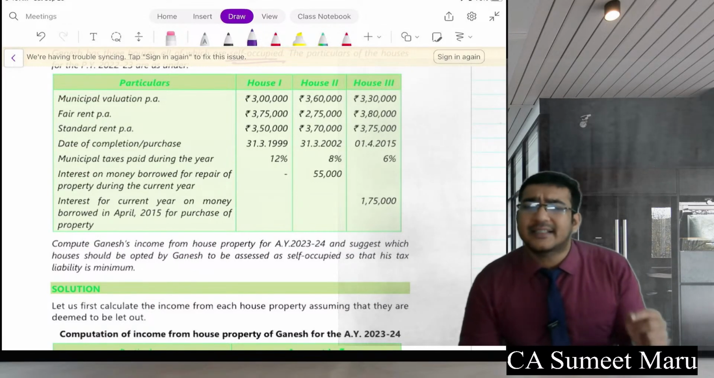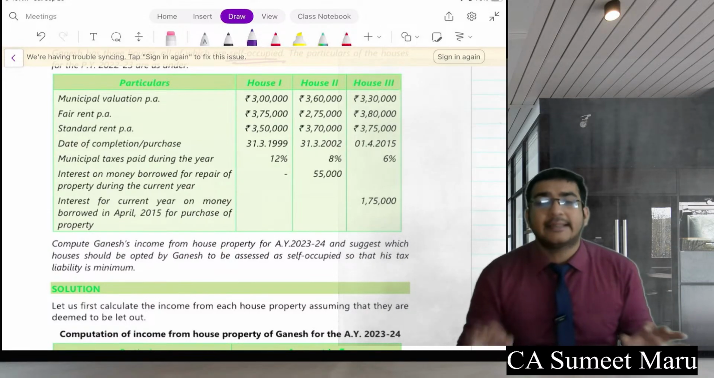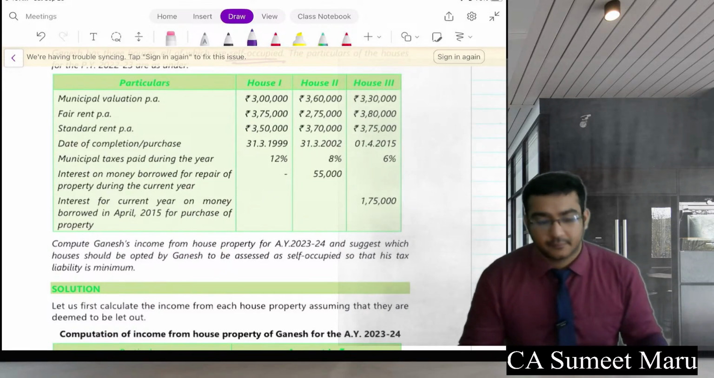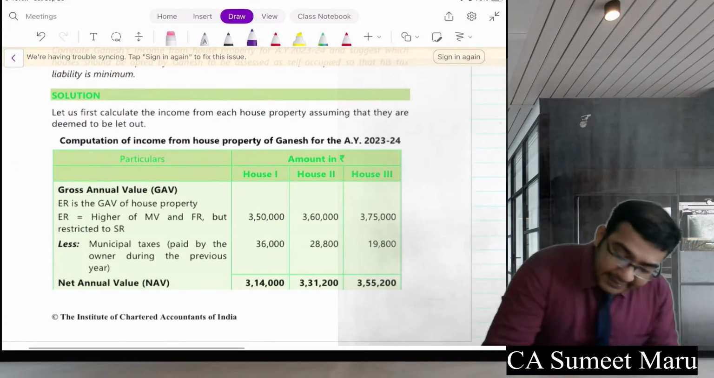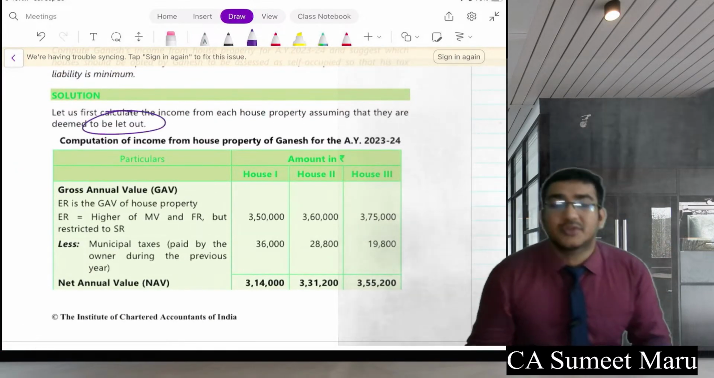And step 2 is to consider all the houses that are let out and calculate your GAV. Okay. So see here, step 1, considering all the houses as let out. So this will help.